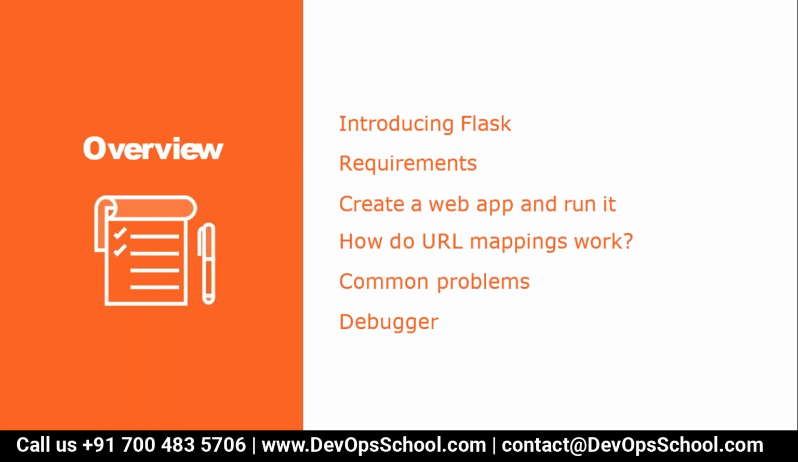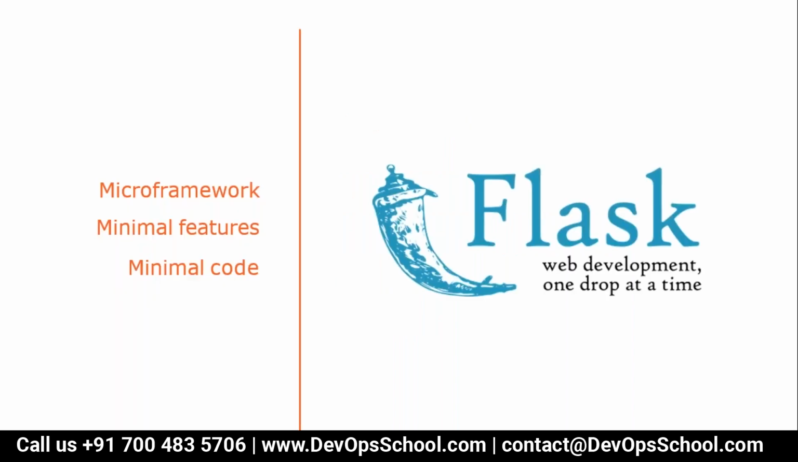So simple thing, we're going to understand what Flask is, what the requirements for it are, how we create a web app and run it. I'll show you that, how to do the URL mapping, and some common problems and debugging. So what is Flask? Basically, Flask is a micro framework which has minimal features. That's what I said. If you want an advanced one, you go for Django. We have minimal features with minimal code.